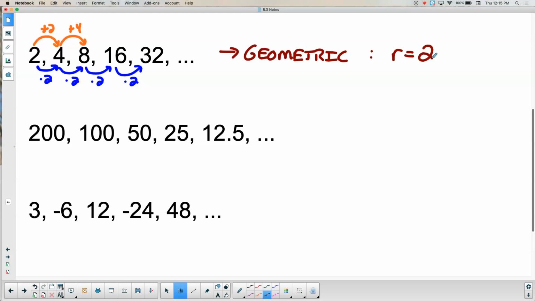Arithmetic? No, because at first we subtracted 100, then we only subtracted 50. So it's not arithmetic. So that's out the way. Okay? Geometric. Is it geometric? Yes. What's my R value? 1/2. Yep, because every time I'm multiplying by 1/2.